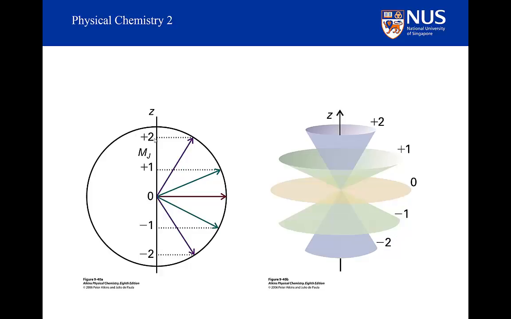These cones are meant to remind you that the angular momentum vector can lie anywhere on the surface of one of these cones for a particular value of mj. You don't know where on the cone, as you only know the projection onto the z-axis.